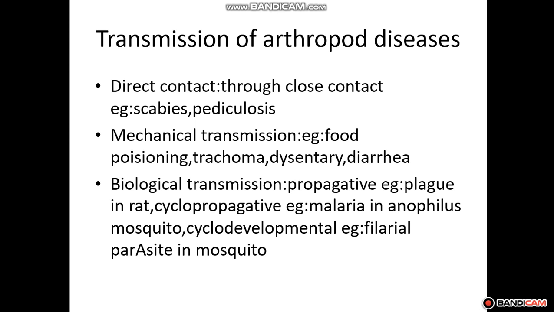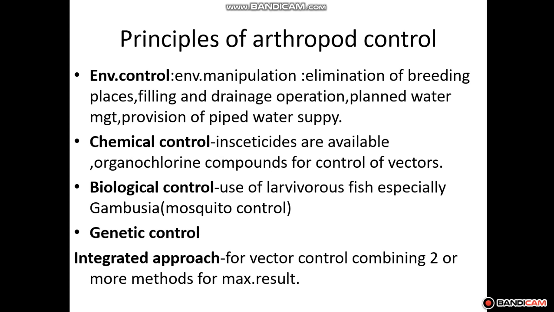So in different stages of arthropod development, based on the developmental stages, it is all called biological transmission. That way also transmission of arthropod borne diseases happens. So these are three ways: direct contact, mechanical transmission and biological transmission.